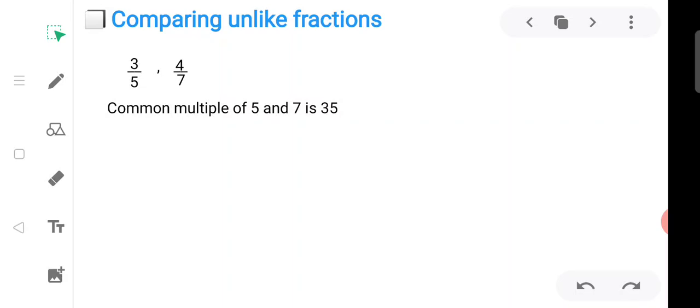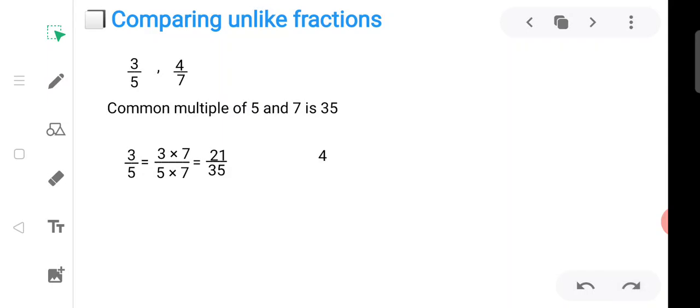So let's see. First is 3 upon 5. How do we get 35 from 5? If we multiply 5 by 7, we get 35. So we need to multiply 3 by 7 as well. 3 sevens are 21, 5 sevens are 35. We get 21 upon 35.